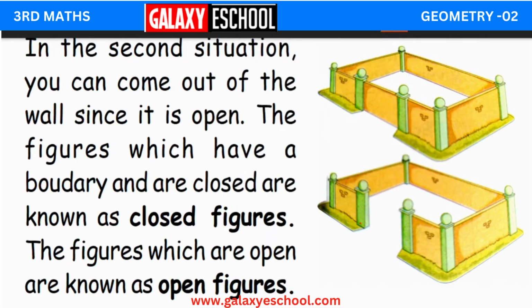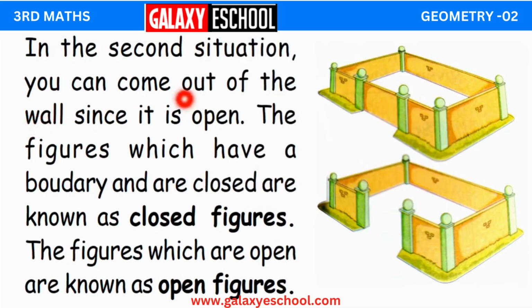Whereas, now imagine yourself being inside a compound wall which is open. As you can see here, we are having a way out. It is open. In the second situation, you can come out of the wall since it is open. Yes, this wall is not closed, it is open. So we can easily come out of the wall. Yes or no, children? As it is open, we can easily come out of the wall.